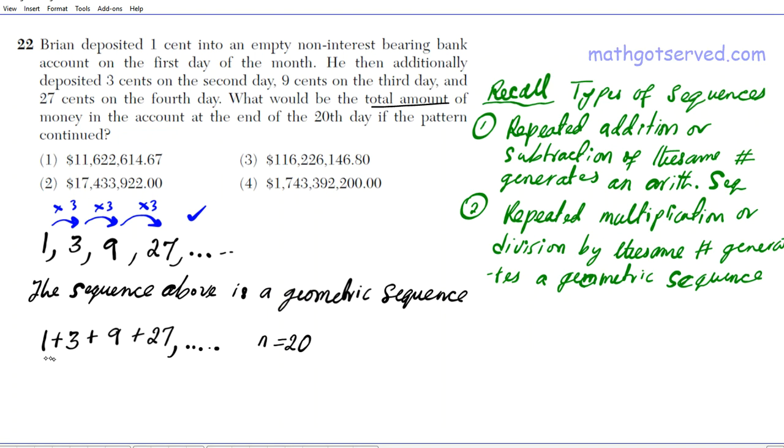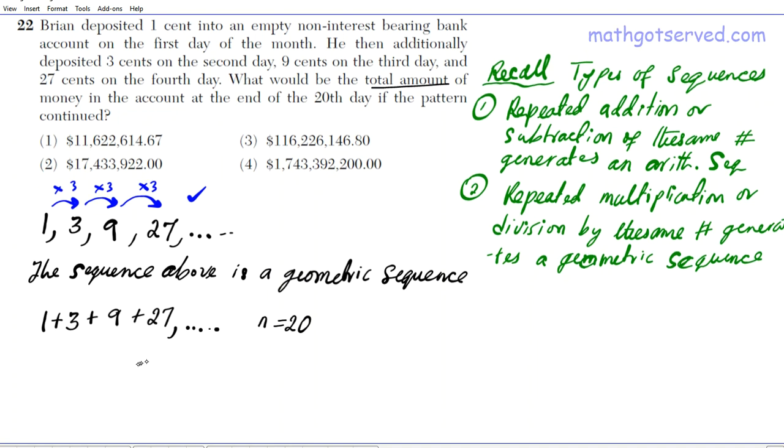What we have right here is known as a geometric series. So let's go ahead and compute what the sum is. Let me just label what this is. This is a geometric series.